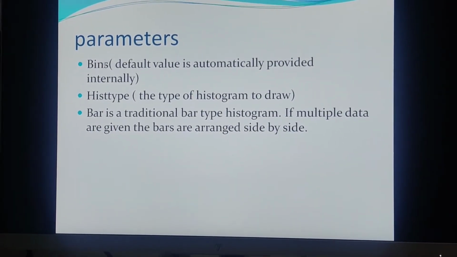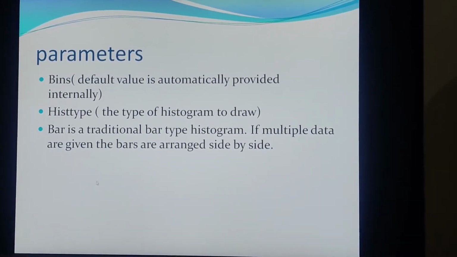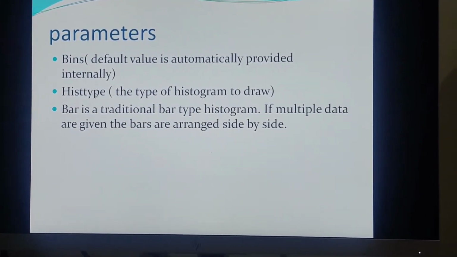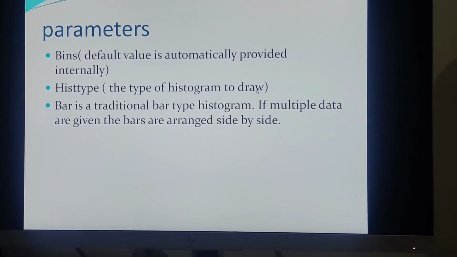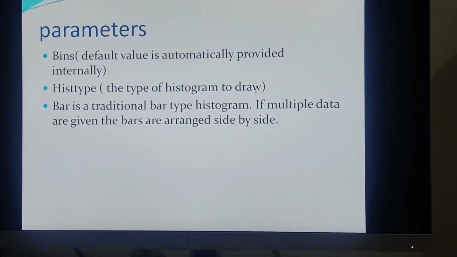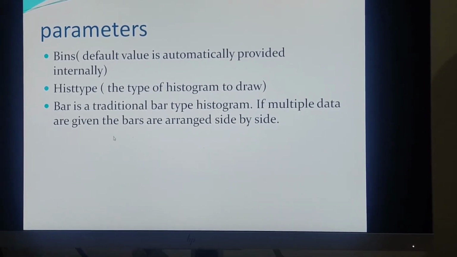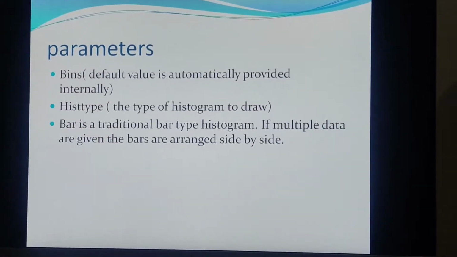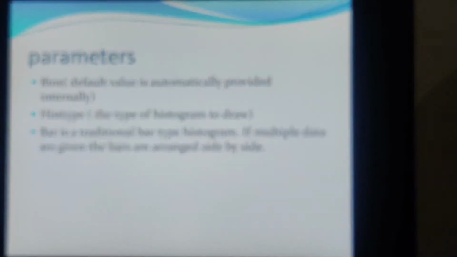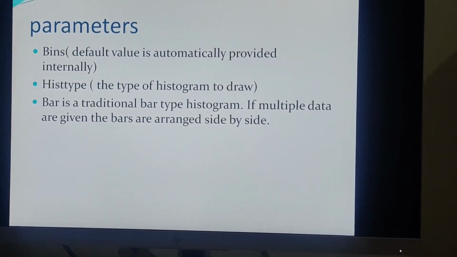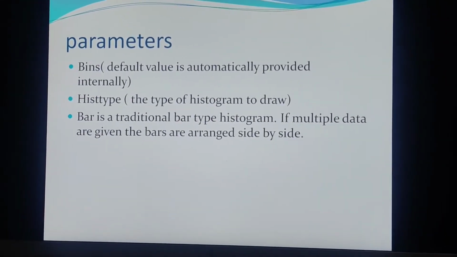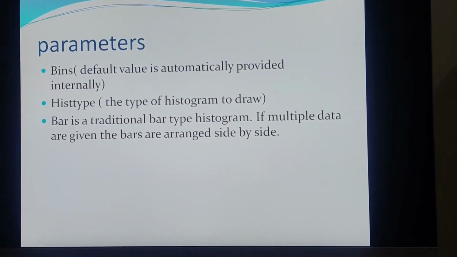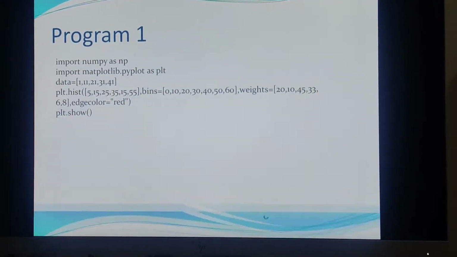In a histogram, the parameters are bins, which is automatically provided internally. Next, histtype, the type of histogram to draw. There is only one type we have to learn, so I will explain that only. Bar is the traditional bar type histogram. If multiple data are given, the bars are arranged side by side, meaning there will be no gap. Let us see through an example so we can easily understand.